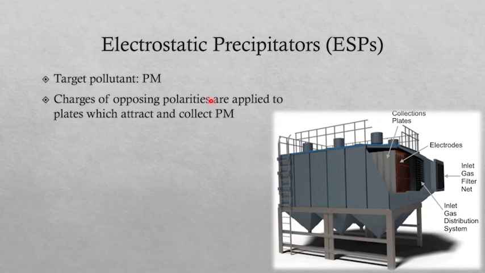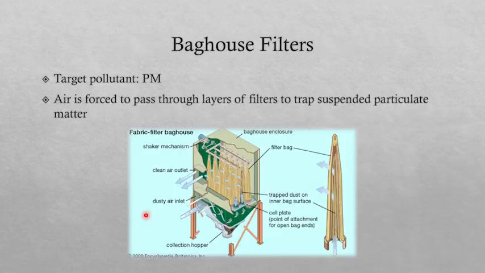This is an example of an electrostatic precipitator. We often see electrostatic precipitators in industries that generate particulate matter like coal-fired power plants and other milling and manufacturing industries. Next, we have baghouse filters. Baghouse filters also aim to address particulate matter. In these types of systems, air is forced to pass through layers of filters to trap suspended particulate matter. Basically, we are forcing them to settle by trapping them in a filter.